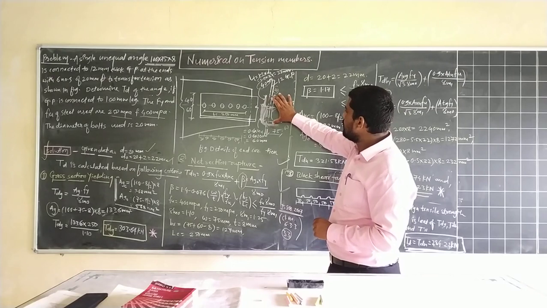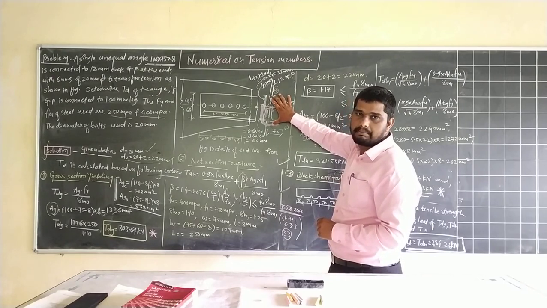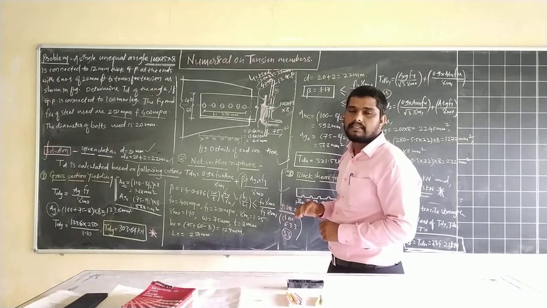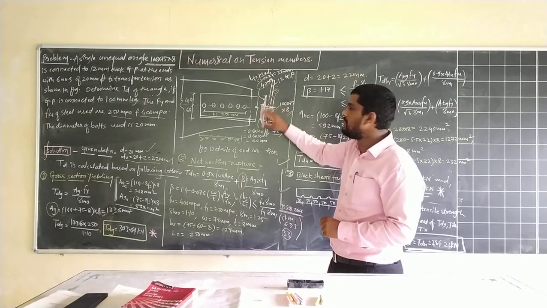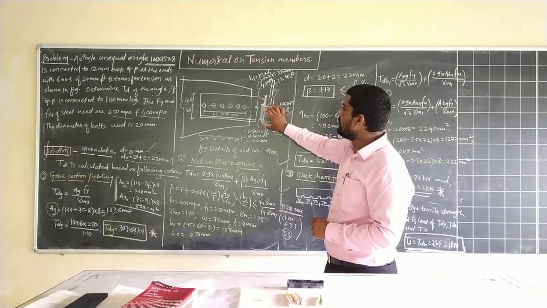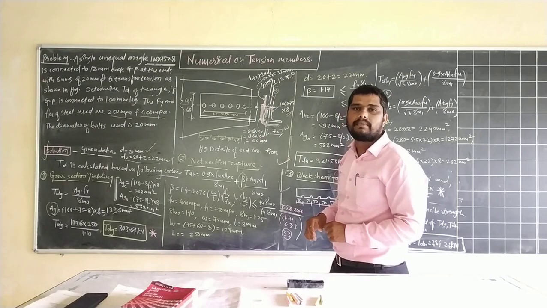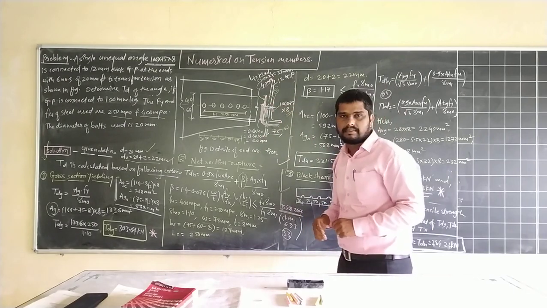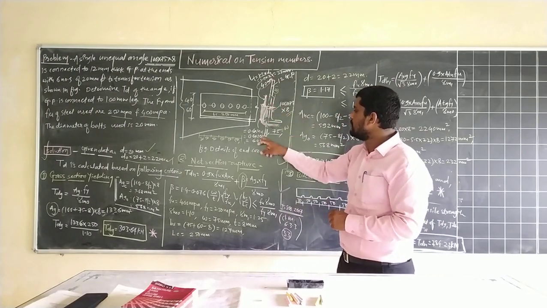If this is 200 mm, then 0.6 of 200 means 120 mm, and the remaining will be 80 mm. 80 mm will be under tension. So according to the numerical, that is what we are going to consider.